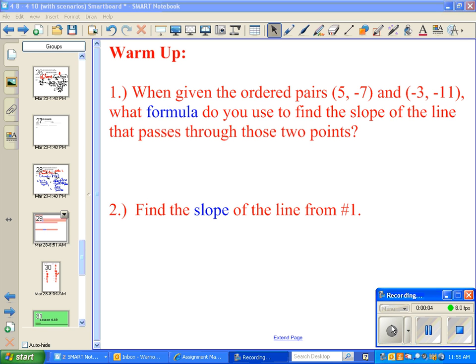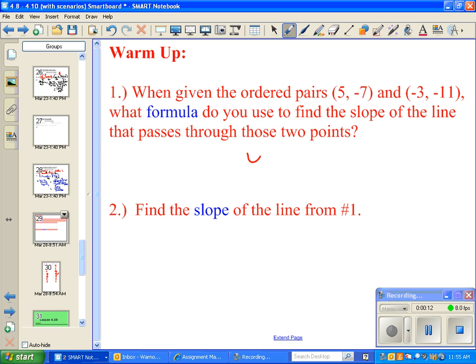Okay, warm-up says, if I give you two ordered pairs, what formula do you use to find the slope? Mr. Brett. y2 minus y1 over x2 minus x1. Good, that equals slope. Okay, what did you learn before this that was almost like that? What else does slope mean?